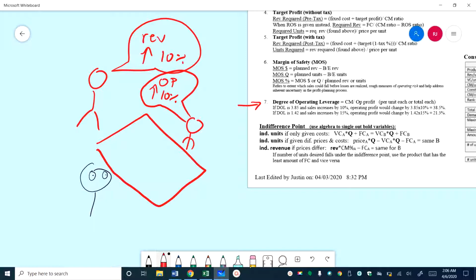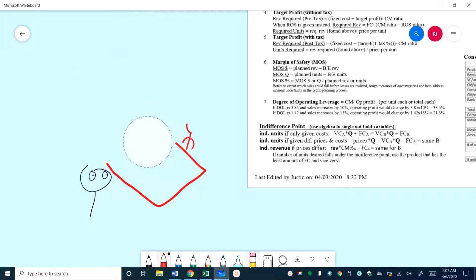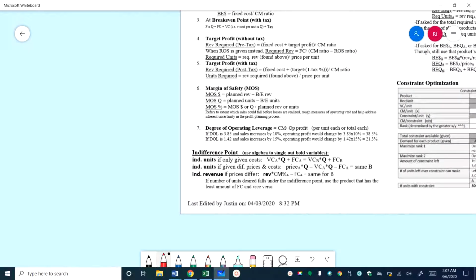So degree of operating leverage is basically a way to figure out, okay, if revenue went up 10%, then how much would operating profit go? Would it go up or would it go down? And by how much? What percent? So that's what degree of operating leverage is for. To do that, we simply just have to take the contribution margin, and that can be either per unit or the total contribution margin, divided by your operating profit. And if you do per unit contribution margin, you have to do per unit operating profit. And if you do total contribution margin, you have to do total operating profit.